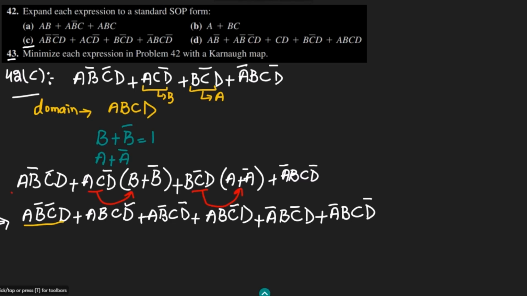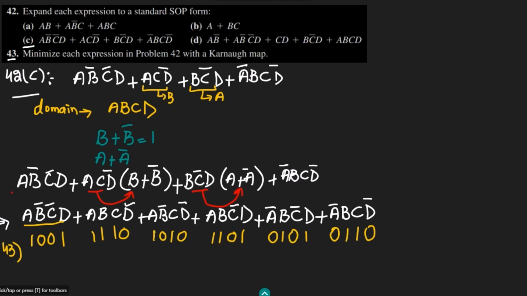So now to solve question 43, let me write all the binary values for them. So these are the 4 variables, so let me write the binary values. So 1001 for it, 1110 for the second term, 1010 for this term, 1101 for it, 0101 for it, and the last term here is 0110. Okay, so these are the terms which we have seen here.